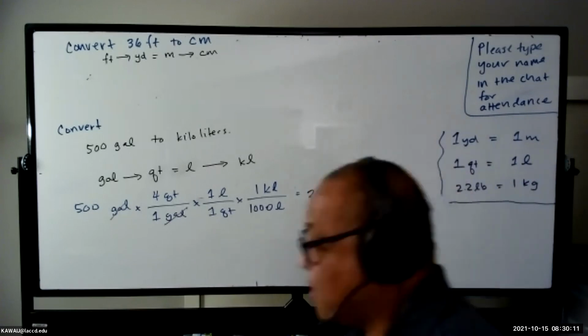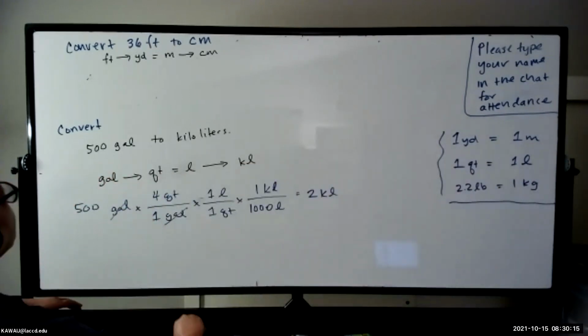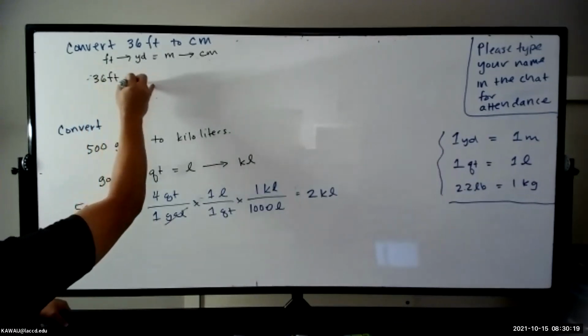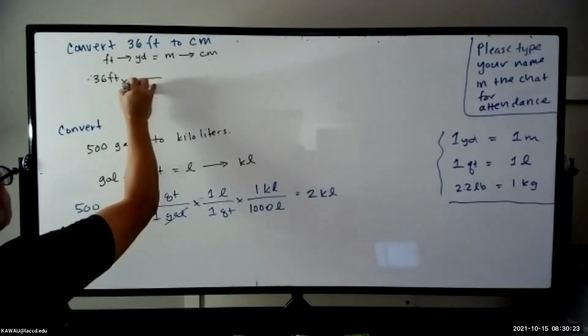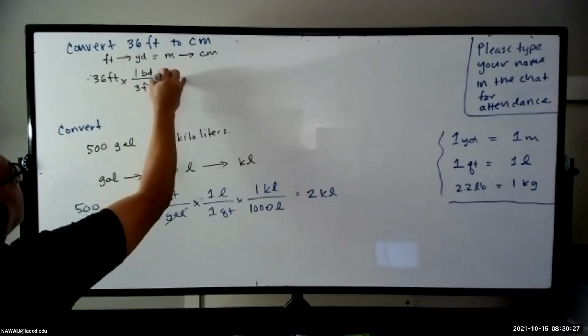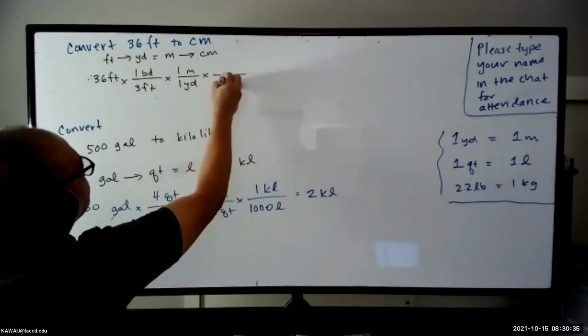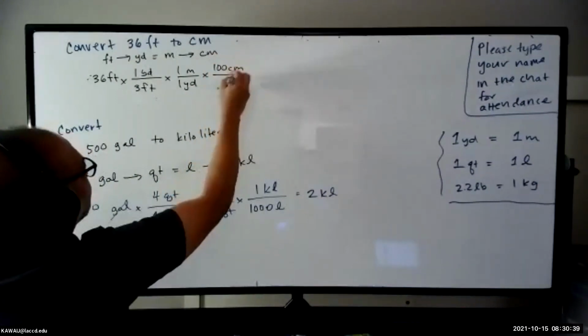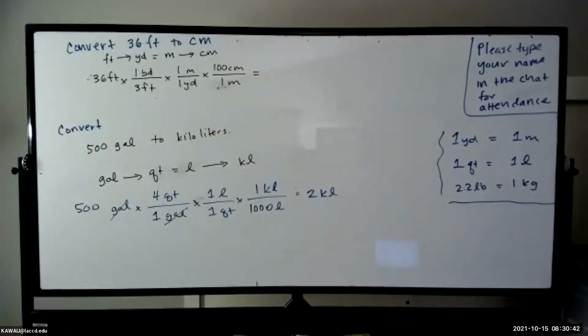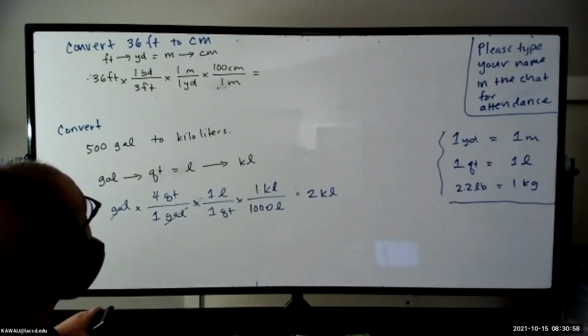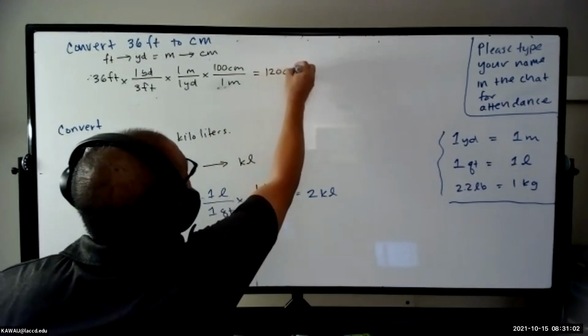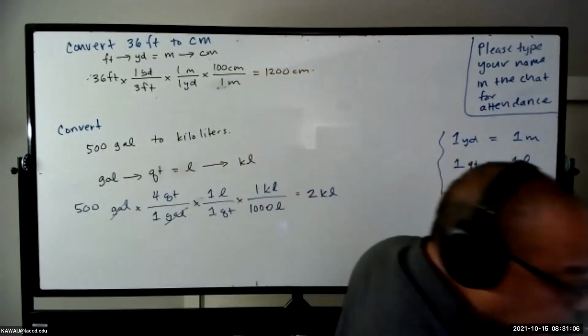So we know that if I have 36 feet, we know that 3 feet is 1 yard. And we know that 1 yard is roughly 1 meter. And we know that 100 centimeters is equal to 1 meter. And that should be equal to, let me get my calculator. Uh, 1,200 centimeters.